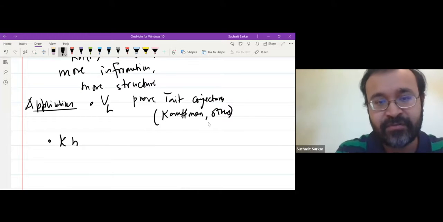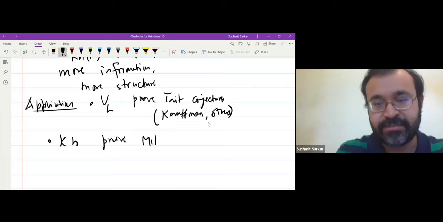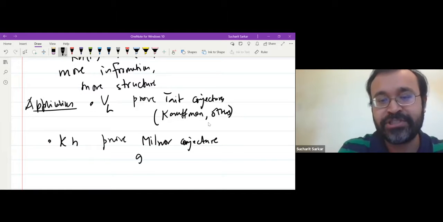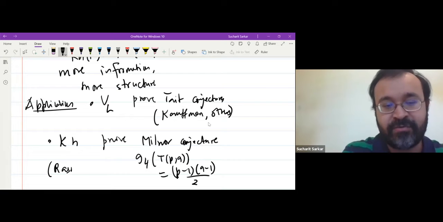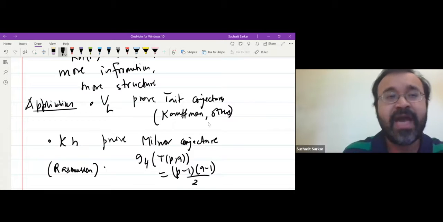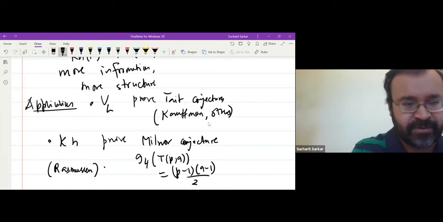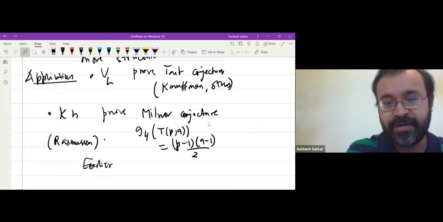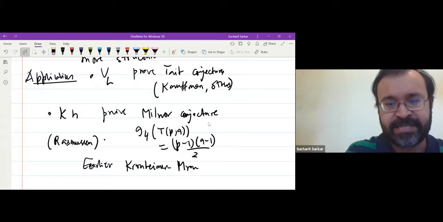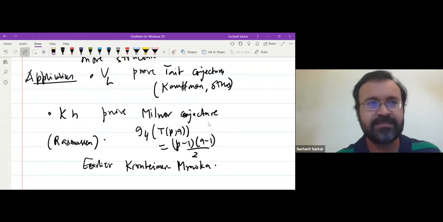So you can use Khovanov homology to prove the Milnor conjecture about the 4-ball genus of torus knots. The 4-ball genus of a (p,q) torus knot happens to be exactly (p-1)(q-1)/2. And this was proved using Khovanov homology by Jacob Rasmussen. I mean, it was proved earlier by Kronheimer and Mrowka, so it wasn't a conjecture when he proved it. It was earlier, but not using Khovanov homology, using gauge theory. Okay, so these are some applications.